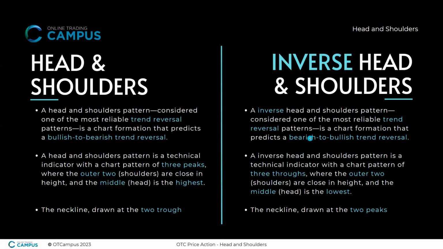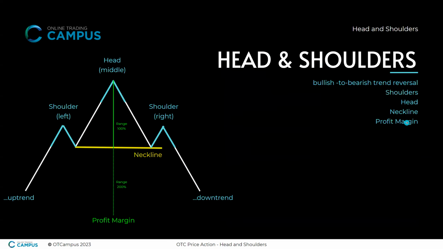Here, the inverse head and shoulders, we talked about it. The difference is it is a bearish to bullish trend reversal, not a bullish to bearish. That's the opposite. Here we have not 3 peaks, we have 3 troughs, okay? The 2 outer shoulders are close and high, and the middle head is the lowest, not the highest, right? It is opposite. The neckline is drawn at the 2 peaks, not the 2 troughs.